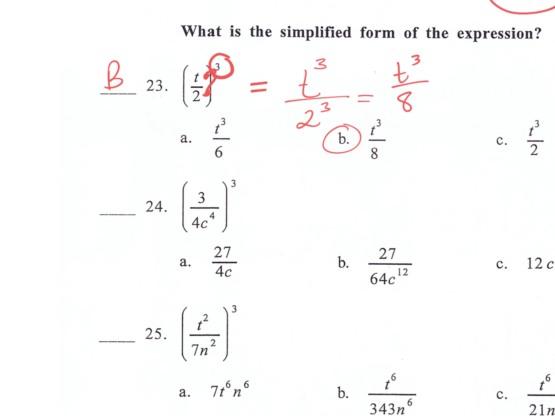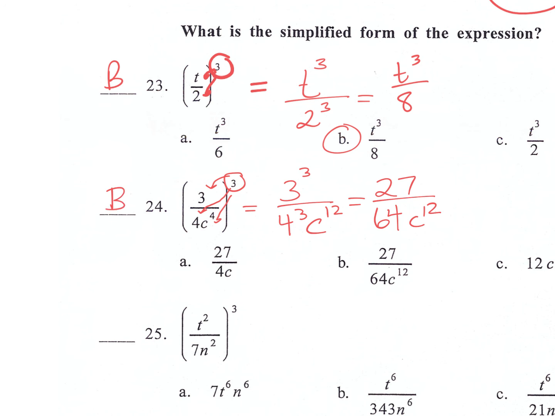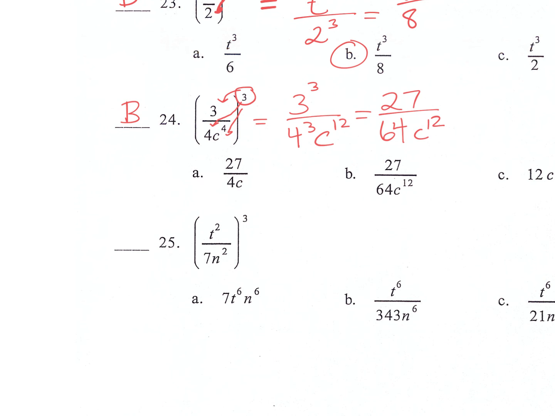Okay, for 24, same kind of thing as 23. We're going to distribute that exponent to the top, and in the bottom, it's got to go to the 4 and to the c. So it's 3 to the third all over 4 to the third, and c to the 4 times 3, or 12. So 3 to the third is 27. 4 to the third is 64. So it's 27 all over 64, c to the 12th. Answer choice B.